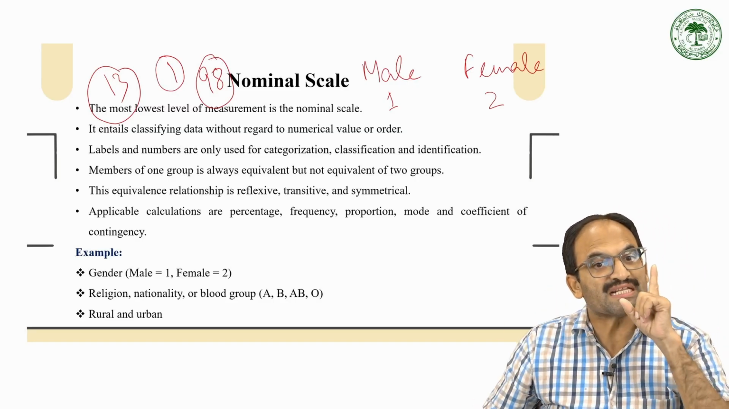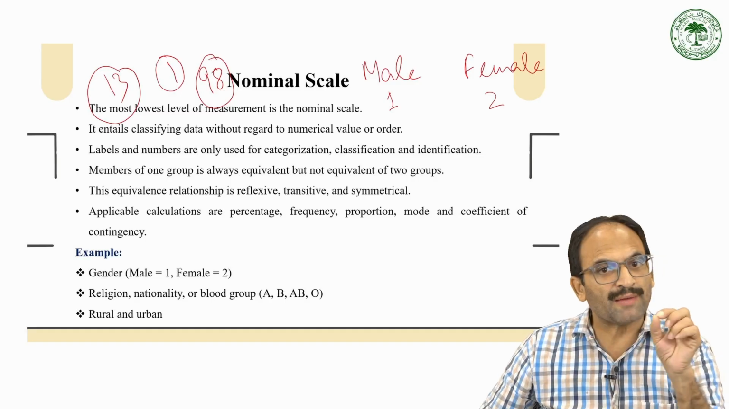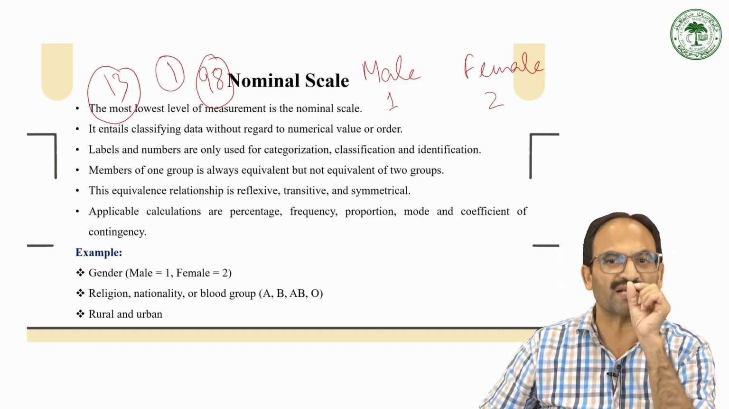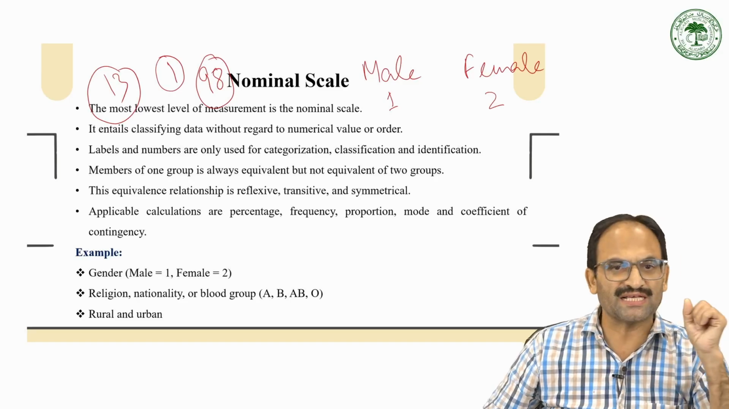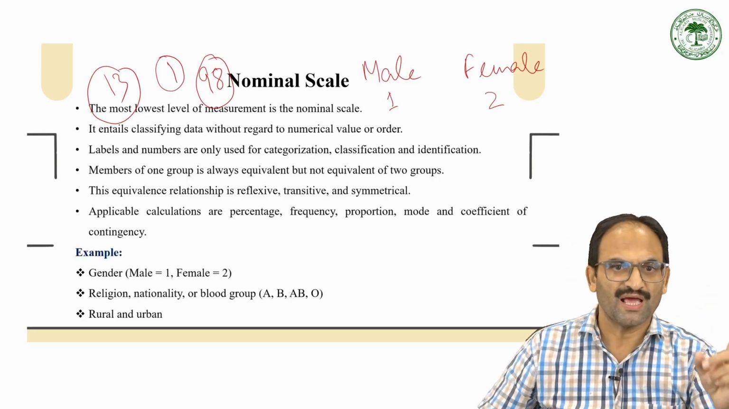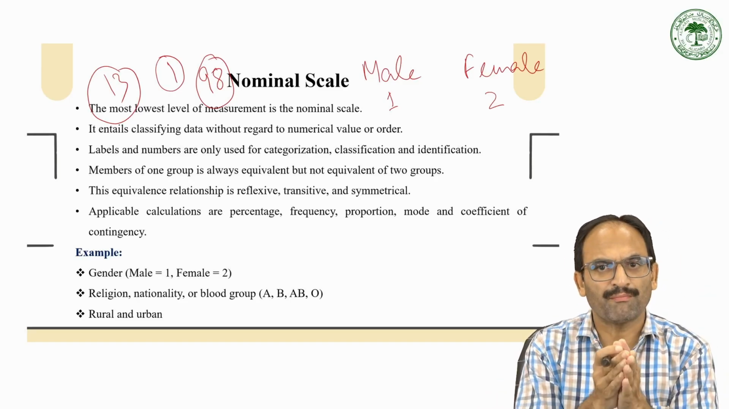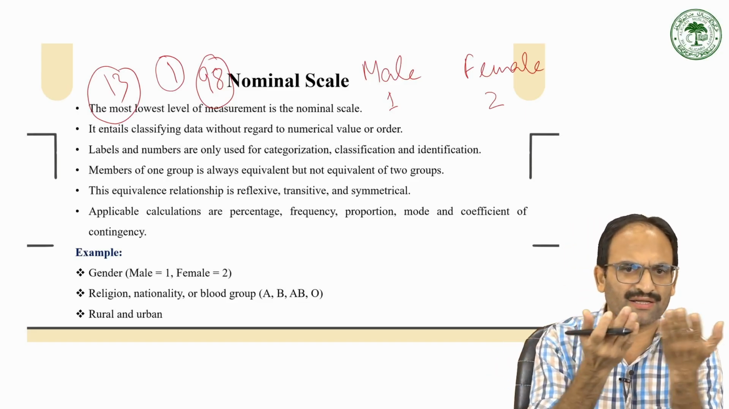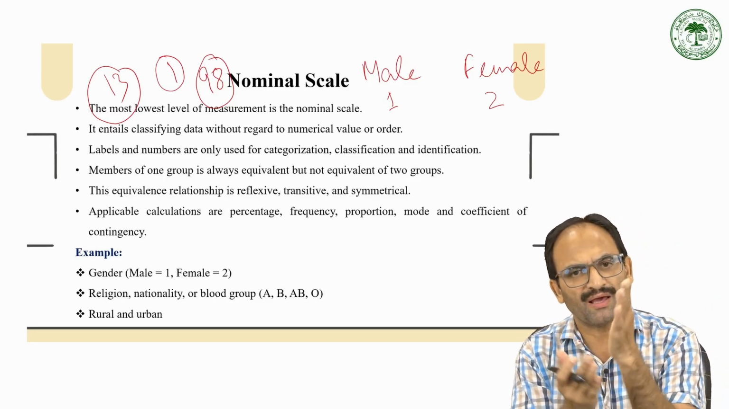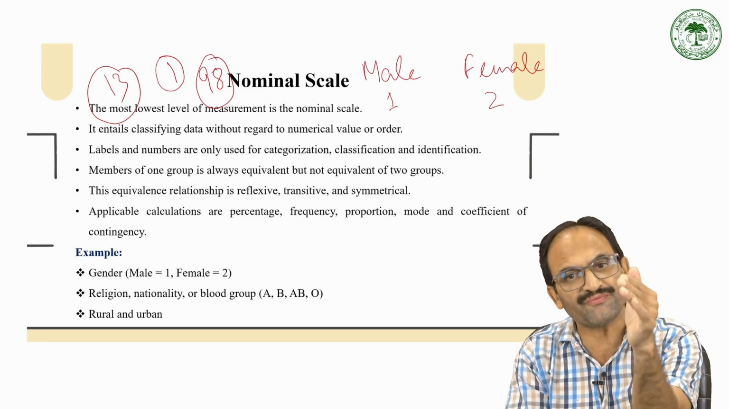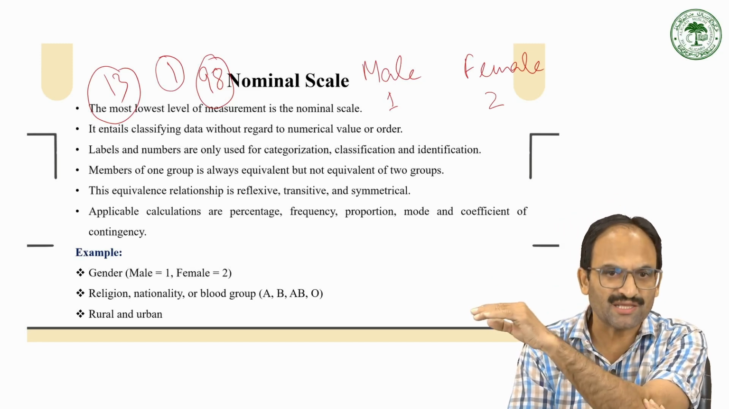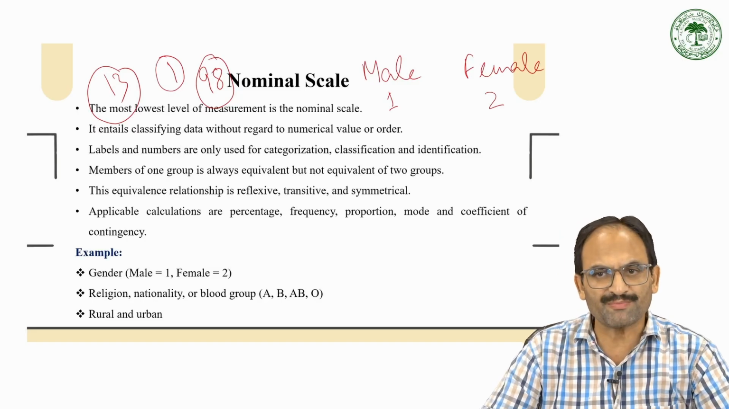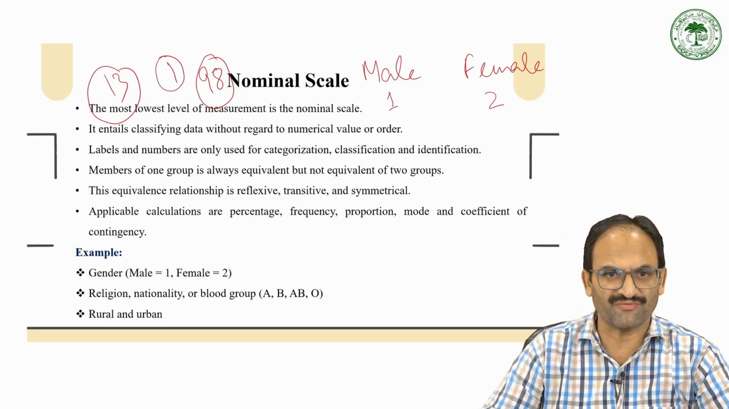So our purpose is labeling, and in this labeling numbers are only used for categorization, classification, as well as identification purposes. Members of one group might be equivalent; the equivalence relationship that is there is reflexive, transitive and symmetrical, and applicable calculations are percentage, frequency, proportion, mode and coefficient of contingency.